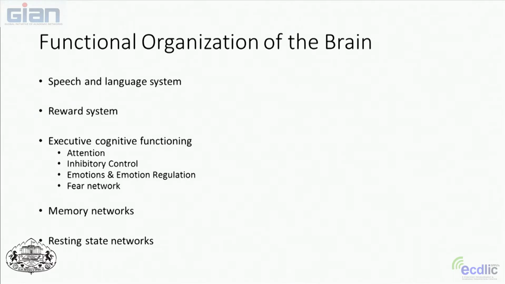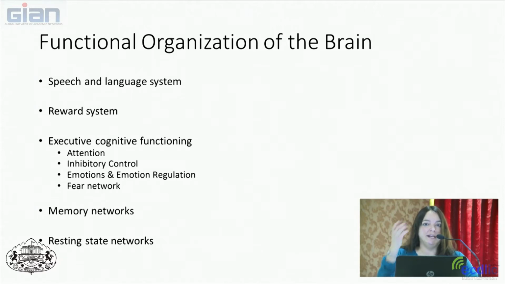And after we're done talking about the senses, we're going to talk a little bit about some of these other systems. The brain really does a large number of things, with regions that work together. For example, speech and language. So we hear, and then we process, and then we respond with speech. There's a system that allows us to do that in a fluent manner. We're going to talk a little bit about the reward system in the brain, and a little bit about executive cognitive functioning.